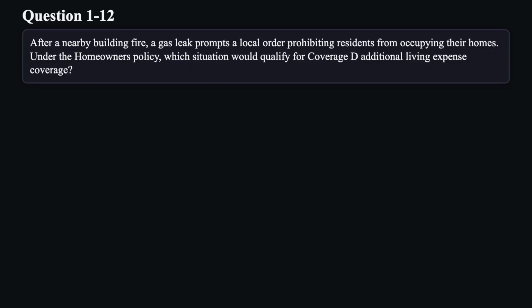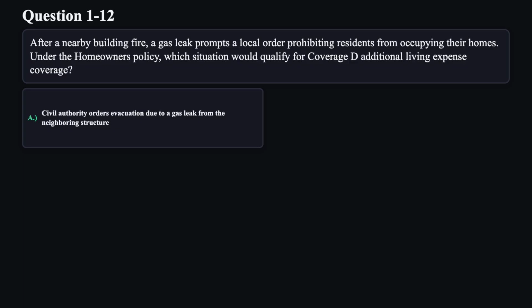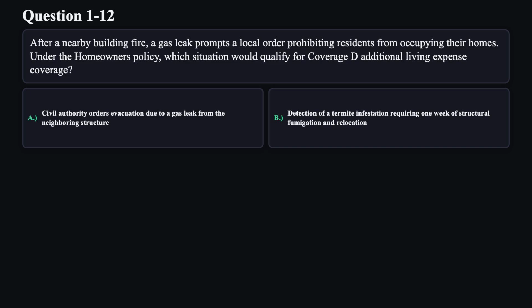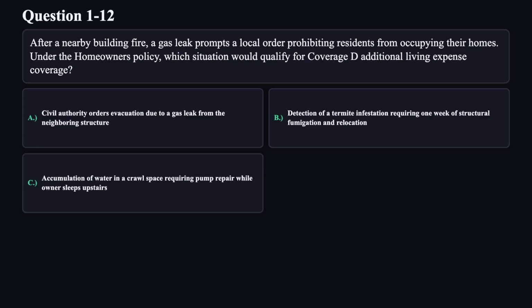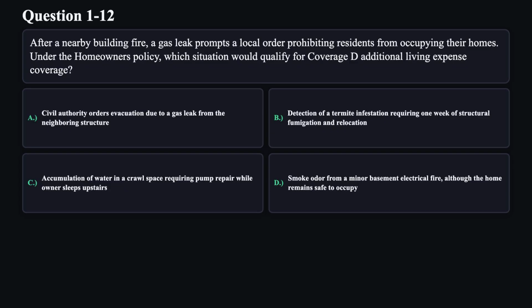Question 12. After a nearby building fire, a gas leak prompts a local order prohibiting residents from occupying their homes. Under the homeowner's policy, which situation would qualify for coverage D, additional living expense coverage? A. Civil authority orders evacuation due to a gas leak from the neighboring structure. B. Detection of a termite infestation, requiring 1 week of structural fumigation and relocation. C. Accumulation of water in a crawl space requiring pump repair while the owner sleeps upstairs. D. Smoke odor from a minor basement electrical fire, although the home remains safe to occupy.